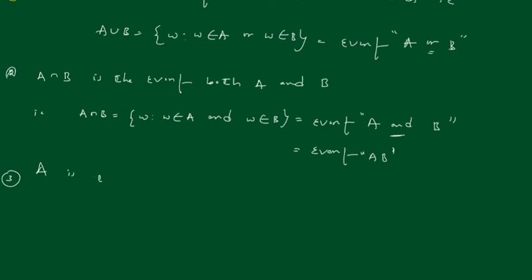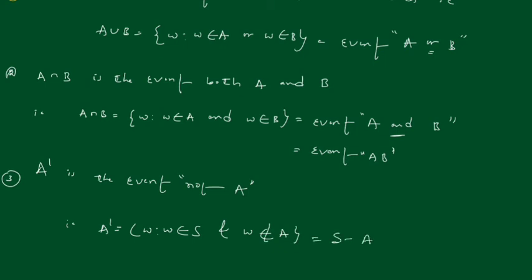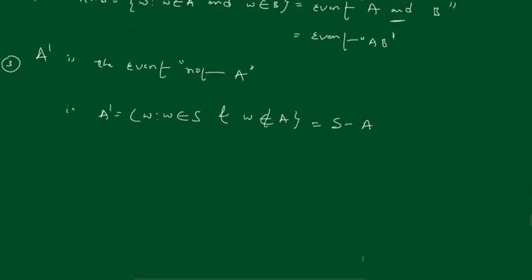A dash, sorry, A dash is what? A dash is the event not A, right? That is A dash equals to omega such that omega belongs to S and omega does not belong to A, which is the set difference. Already you have studied in the set chapter. Similarly here also we are using operations of sets. A dash is nothing but not A.